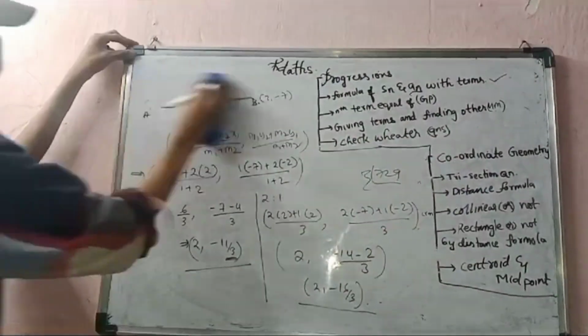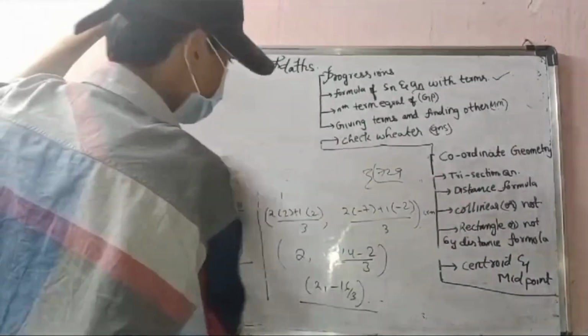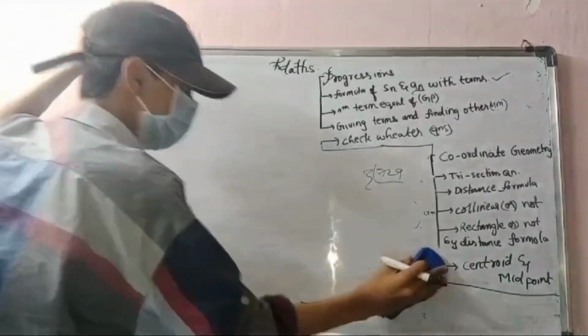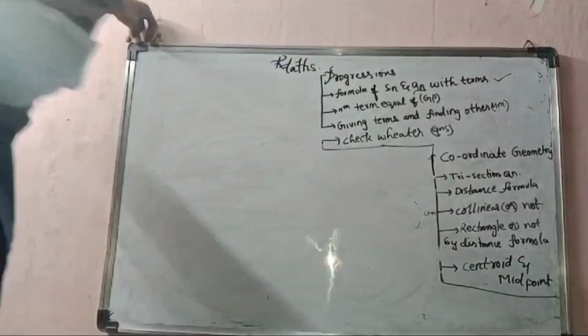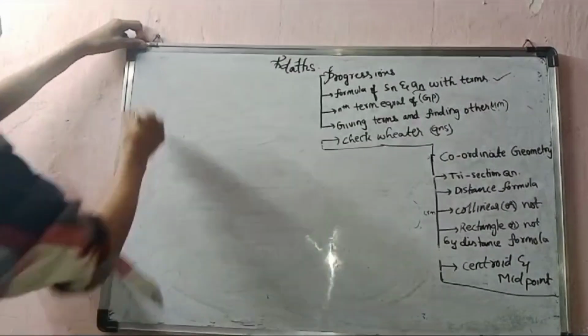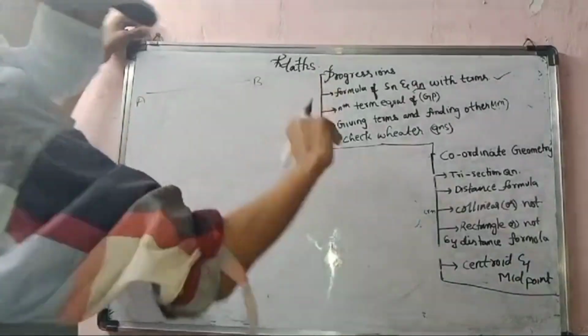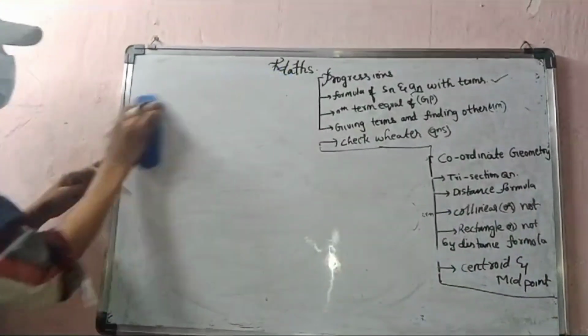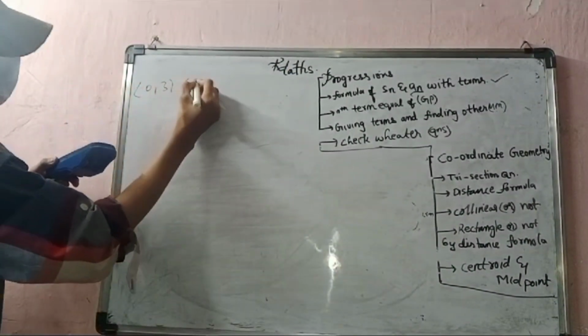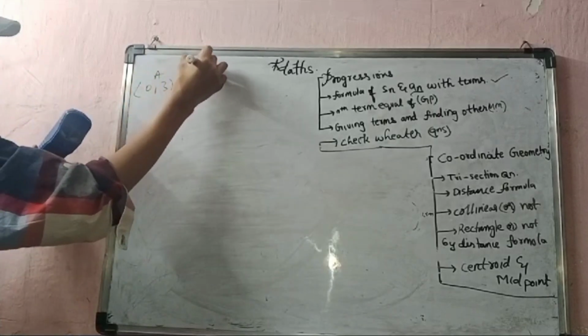Now distance formula. This is very easy. If you didn't understand this question, check once again from the start and you will understand. Now the distance formula is nothing but this: we have points A and B, and you should find the distance between them. Suppose we have 0 comma 3 and 3 comma 0. Find the distance between these 2 points.